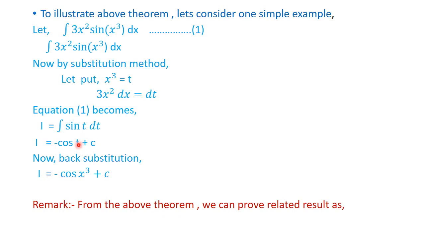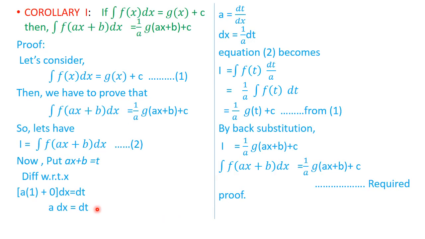Therefore I is equal to, what is the integration of sine? Sine has integration minus cos, variable as it is, that is t, plus c. But our original function is in terms of x, so we also want our answer in terms of x. Remember that I have already explained back substitution in the previous lecture. What is back substitution? If the integral of f(x) dx is g(x) plus c, then t is replaced by x cube. Hence I is equal to minus cos t, replaced by x cube, that is minus cos x cube plus c. And this is our required answer.